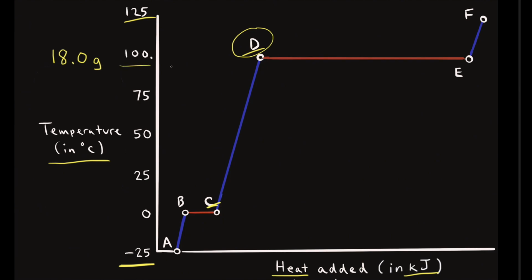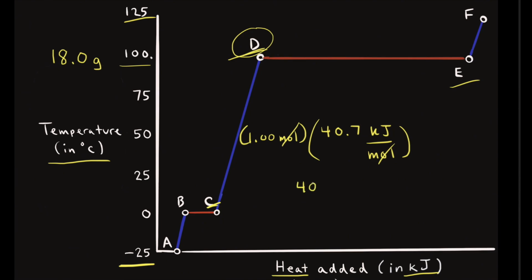Once we reach point D in the heating curve, we're at the boiling point of water, so the heat that we add now is going to go into turning the liquid water into gaseous water. So going from point D to point E, we're doing a phase change. We need to know the heat of vaporization of water, and that's equal to 40.7 kilojoules per mole. And we already know we have 1 mole of H2O, so 1 mole times 40.7 kilojoules per mole, the moles cancel, and it takes 40.7 kilojoules of energy to convert the liquid water into gaseous water, or steam.